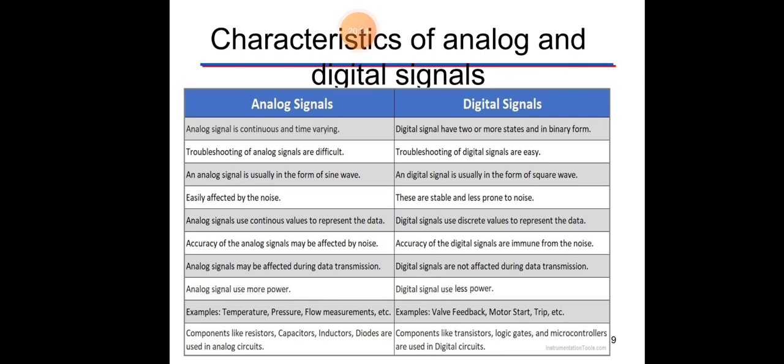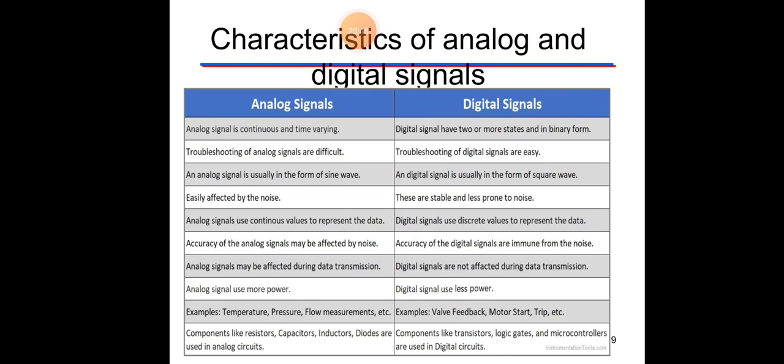So these are the examples of the analog and digital signals. So here, this is a very important table. Here you can see the characteristics of the analog and digital signals, and this table can also be used if you are asked about the difference between the analog and digital signals.